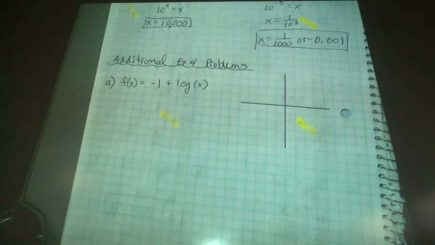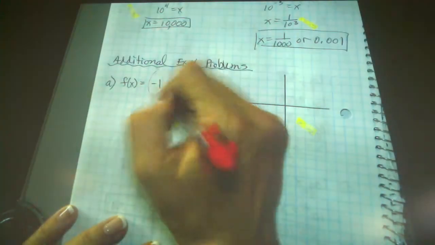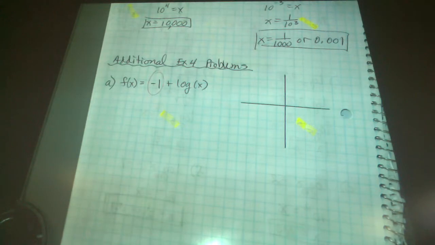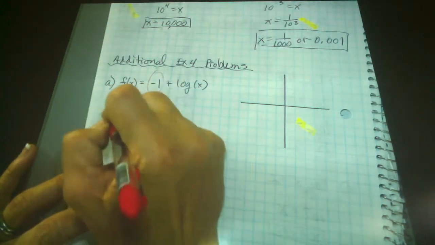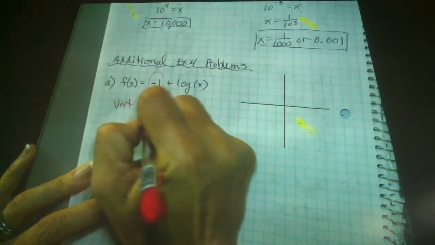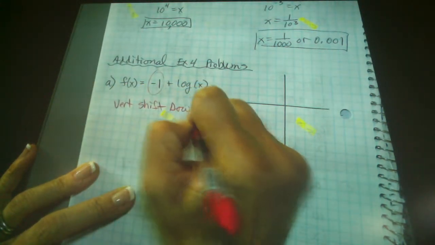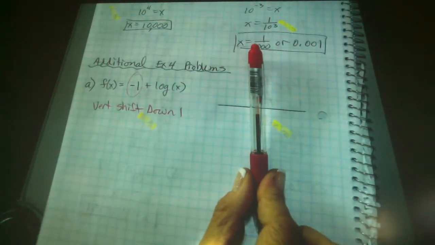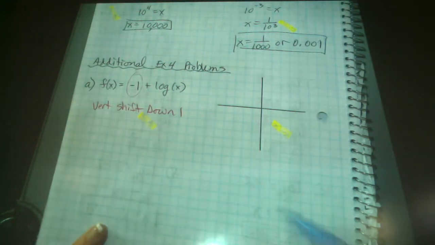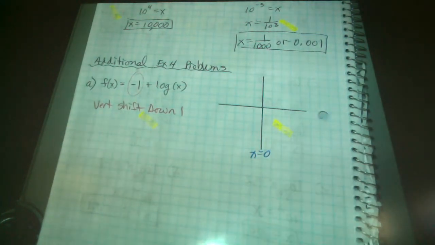So what is happening? What movement is occurring? It's outside the function. It's vertical and it is down. It doesn't matter that I have the negative 1 in front. Would this be the same as the log of x minus 1? Right? So that can come in the front or it can come behind. So we are having a vertical shift down 1. Does that affect my vertical asymptote? No. So I'm going to automatically label this x equals 0 so I don't forget.